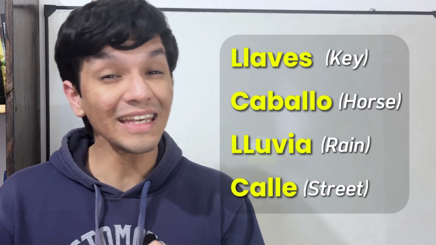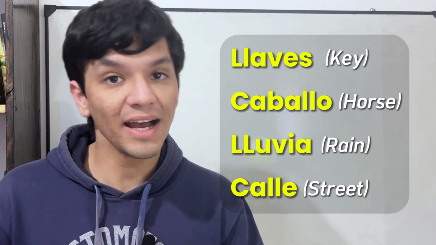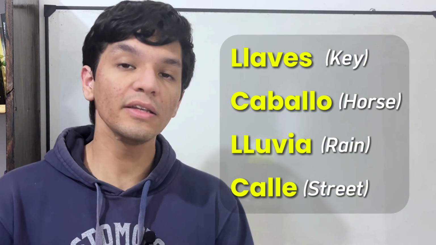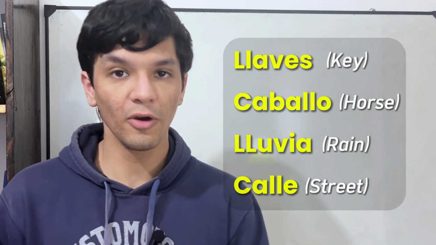So don't say llaves, amarillo, caballo. No, don't say it like that. In Argentina, it's always a sh sound. Okay? So this is everything you need to know about pronunciation in Argentinian Spanish.